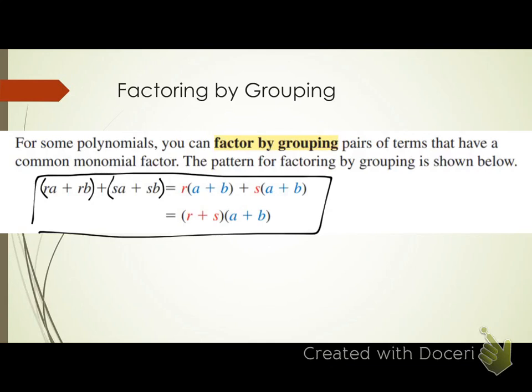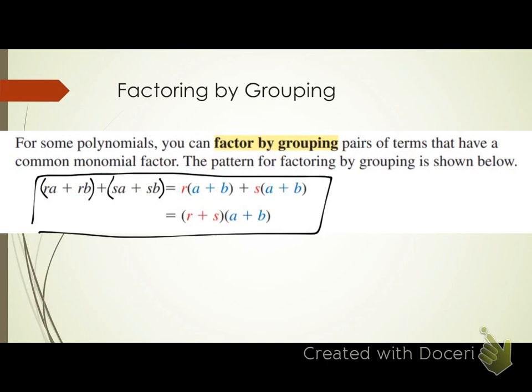Second group, what's the GCF here? What do they have in common? S. So I'm going to factor out an S. S times what gives me SA? A. S times B gives me SB. So everyone see how we factored out the GCF of each of our groups here.